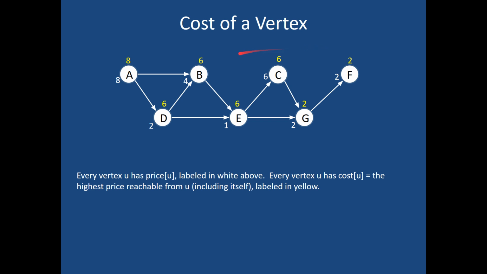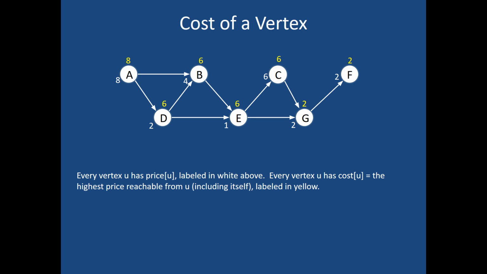Now, what about this case here? Let's look at this one here, B. Its price is 4. Why is its cost 6? Yeah. So it can reach a vertex that has a price of 6. Well, okay, I'll put it another way. The definition says it can reach a vertex that has a price of 6. So from B you can get to E, which has a price of 1, and to C, which has a price of 6, and so on. The highest price you can reach is 6, so its cost is 6.